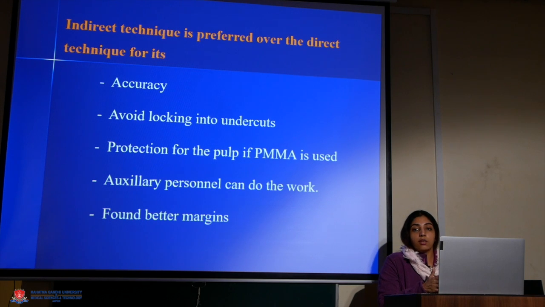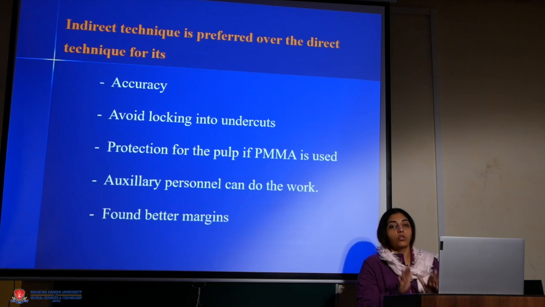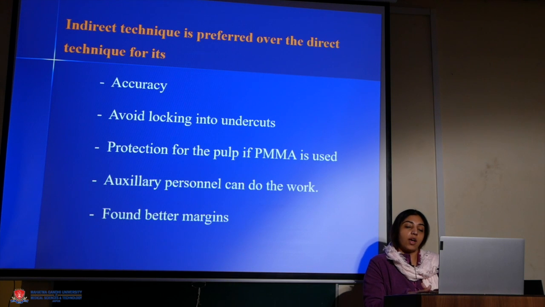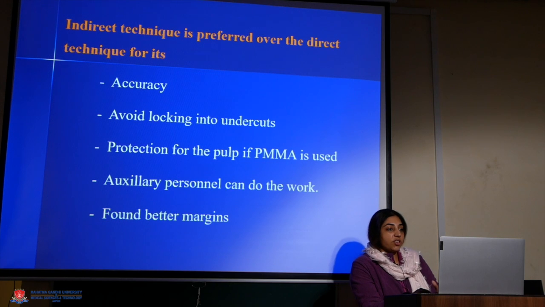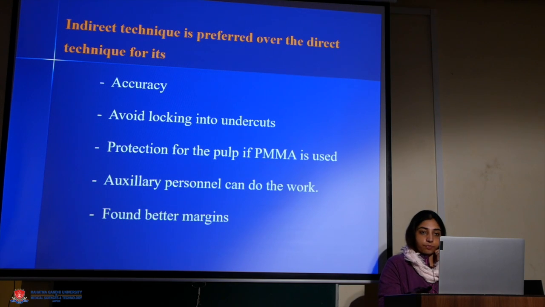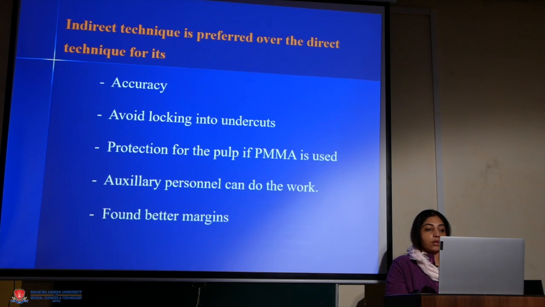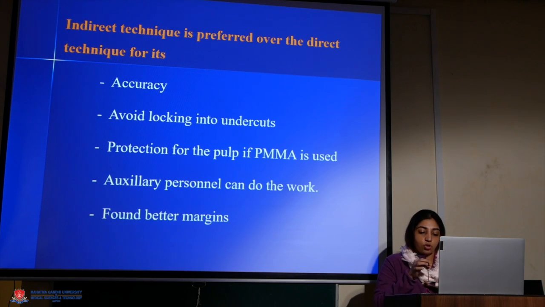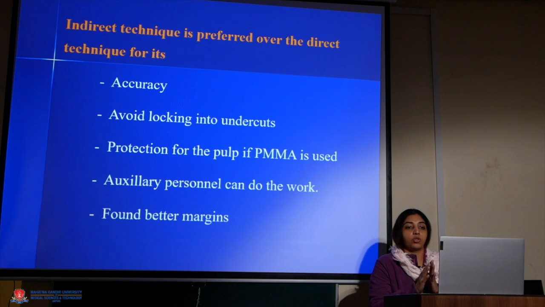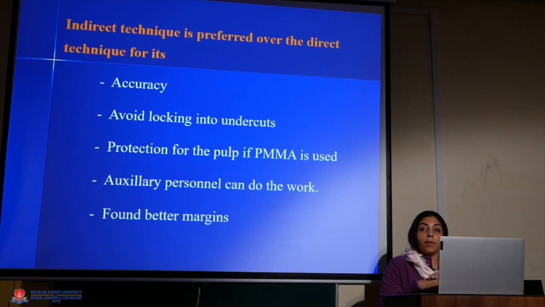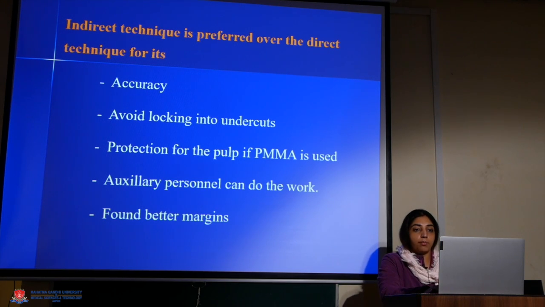Now the indirect techniques in provisional restorations are not always possible. Therefore we also have to understand how to directly fabricate a provisional restoration. But let's just look at the indirect techniques first. The indirect techniques are going to give you more accuracy, like I just said. A few other small points: avoid locking into the undercuts. That means make sure that your preparation is absolutely without undercuts, and it protects the pulp and it gives you better margins. We'll see how that happens slowly.